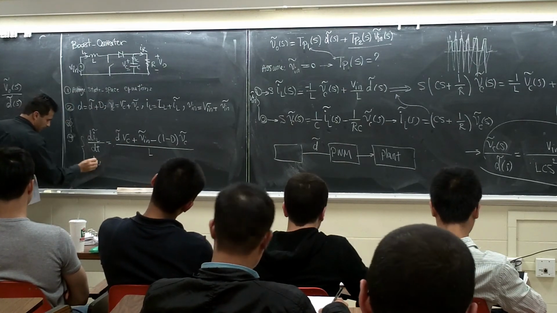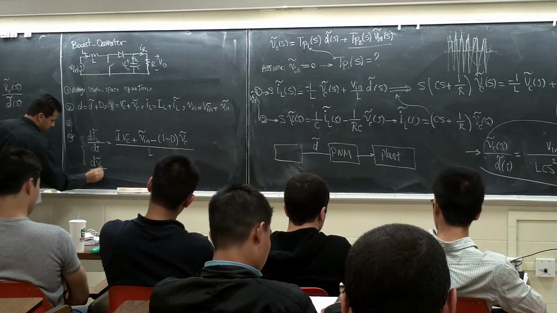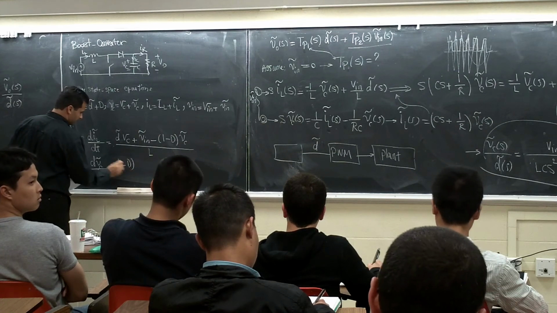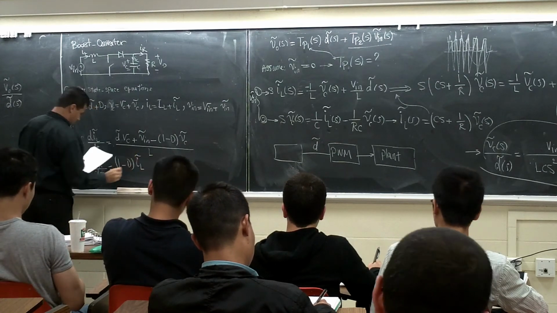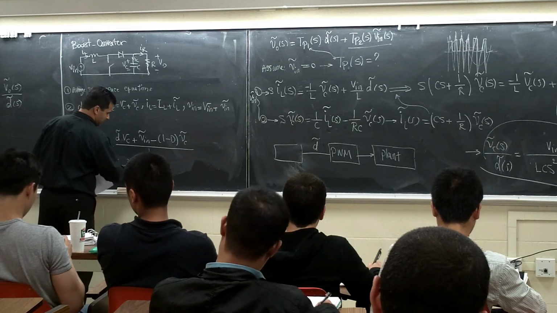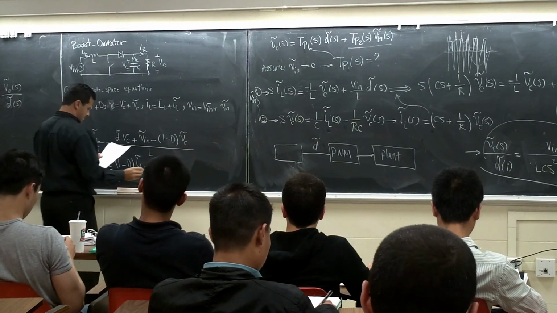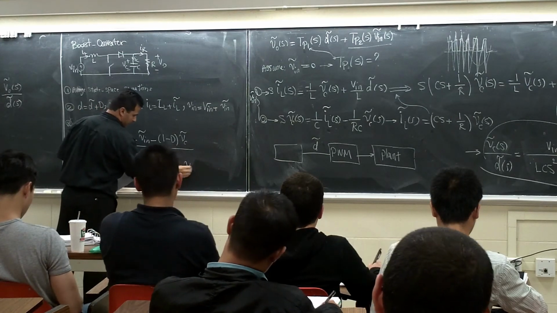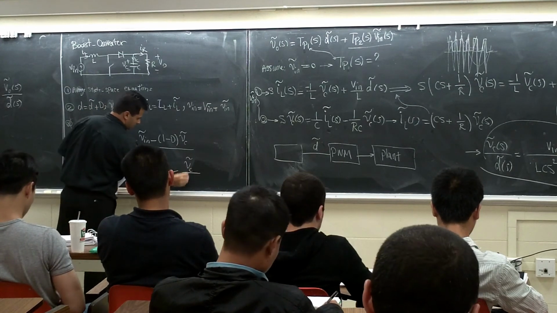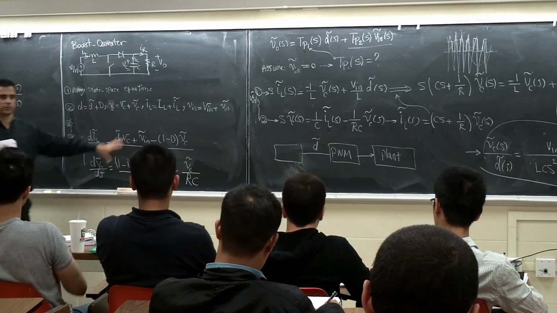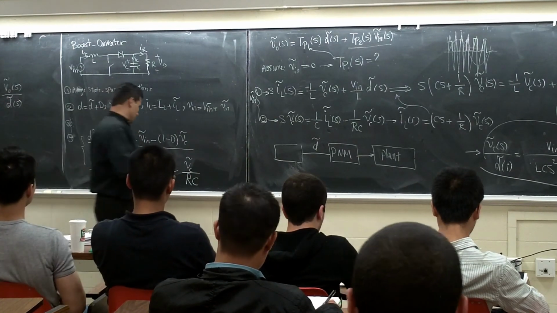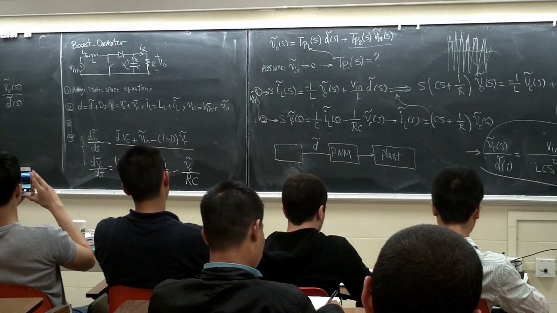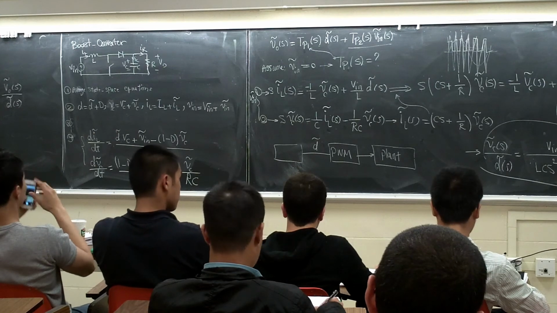And dVC tilde over dt is equal to ((1 minus D) IL tilde minus D tilde IL) over C minus VC tilde over R. So this one is not in your book. No, this one you cannot find in your book. Now you will find this equation. This is the important part. You got to this equation. You have d IL tilde over dt and dVC tilde over dt.